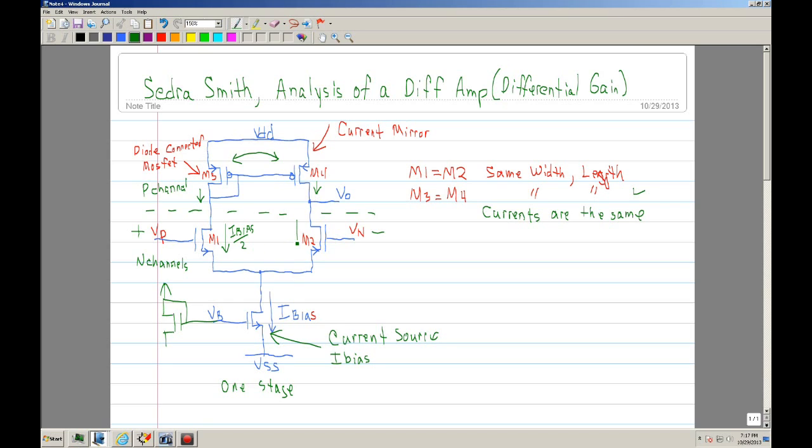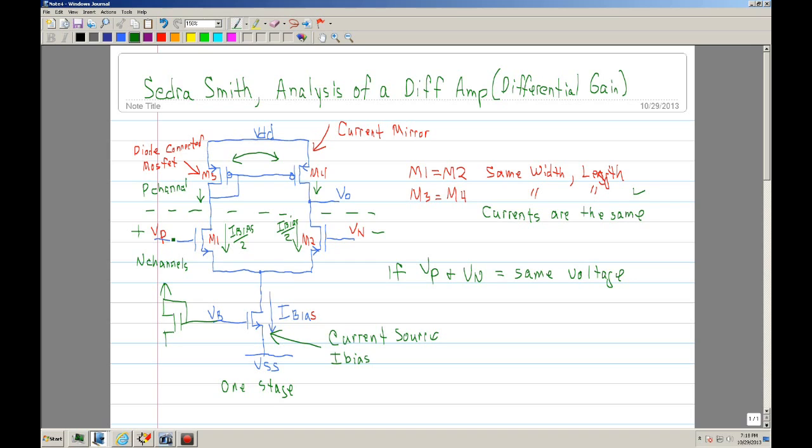actually gets divided. But there's a caveat. They're divided only if VP and VN are equal, or are the same voltage. As long as you have a VDD here, you still have the same bias, or anywhere in between. As long as they're the same, you're going to have that.